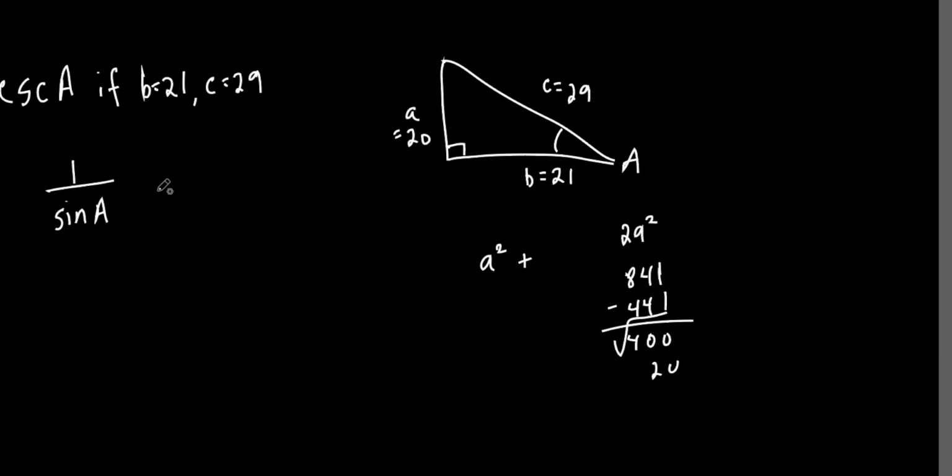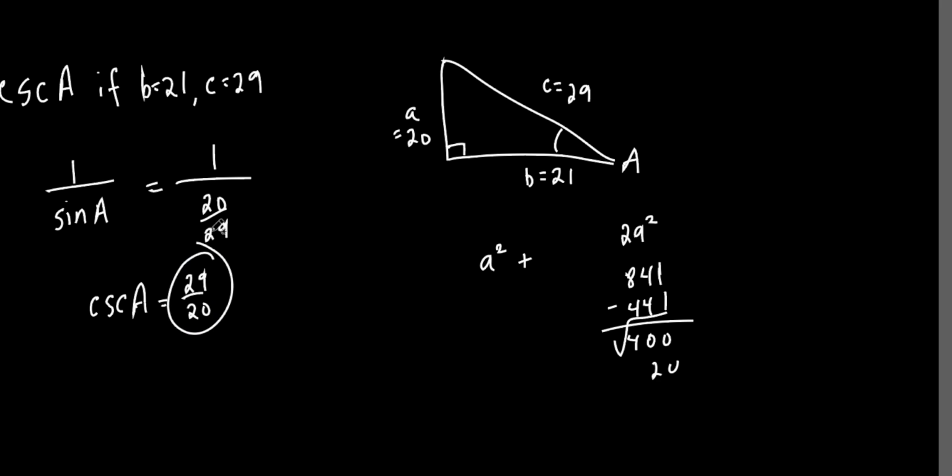Let's find the sine first. So it's 1 over. The sine of A is what? Opposite over hypotenuse. So it's 20 over 29. So what's the cosecant of A? It's just 29 over 20. And there you go. Does that make sense?